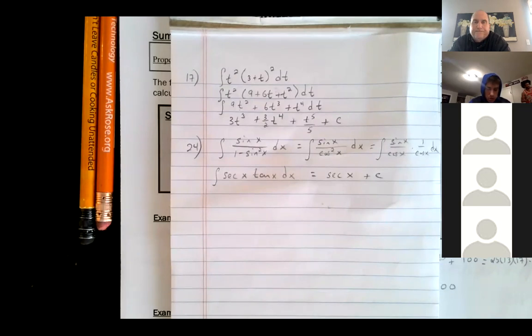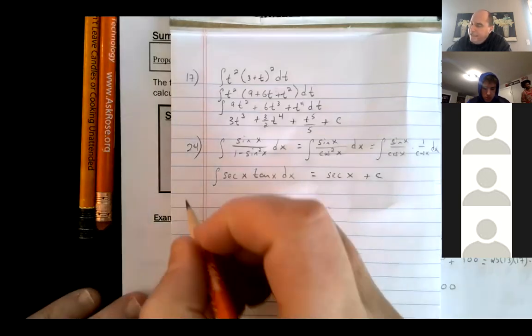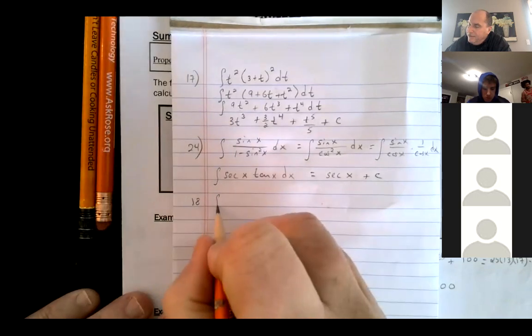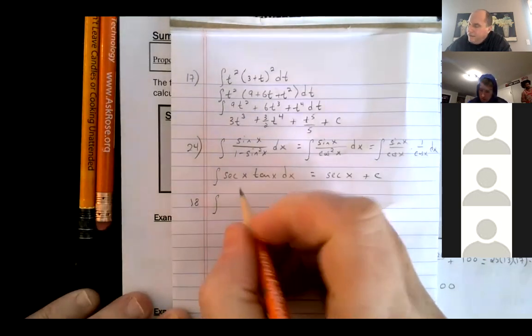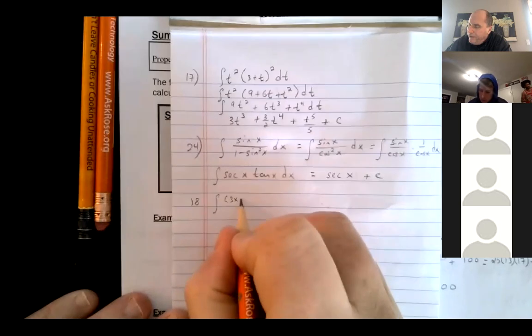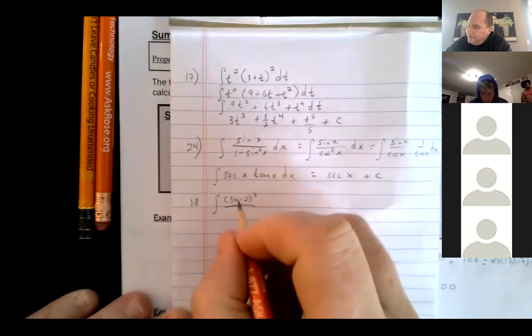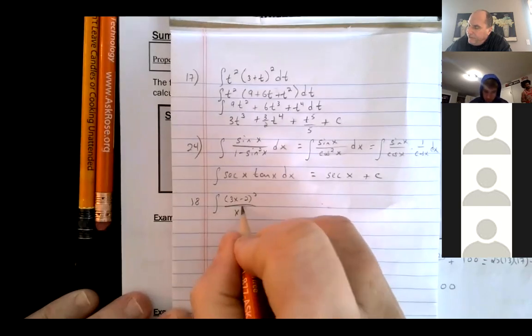What's another one? I'll do a couple more. We do 18. 18, sure. So 18 is 3x minus 2 quantity squared over the square root of x. I'm going to write it as x to the 1/2.